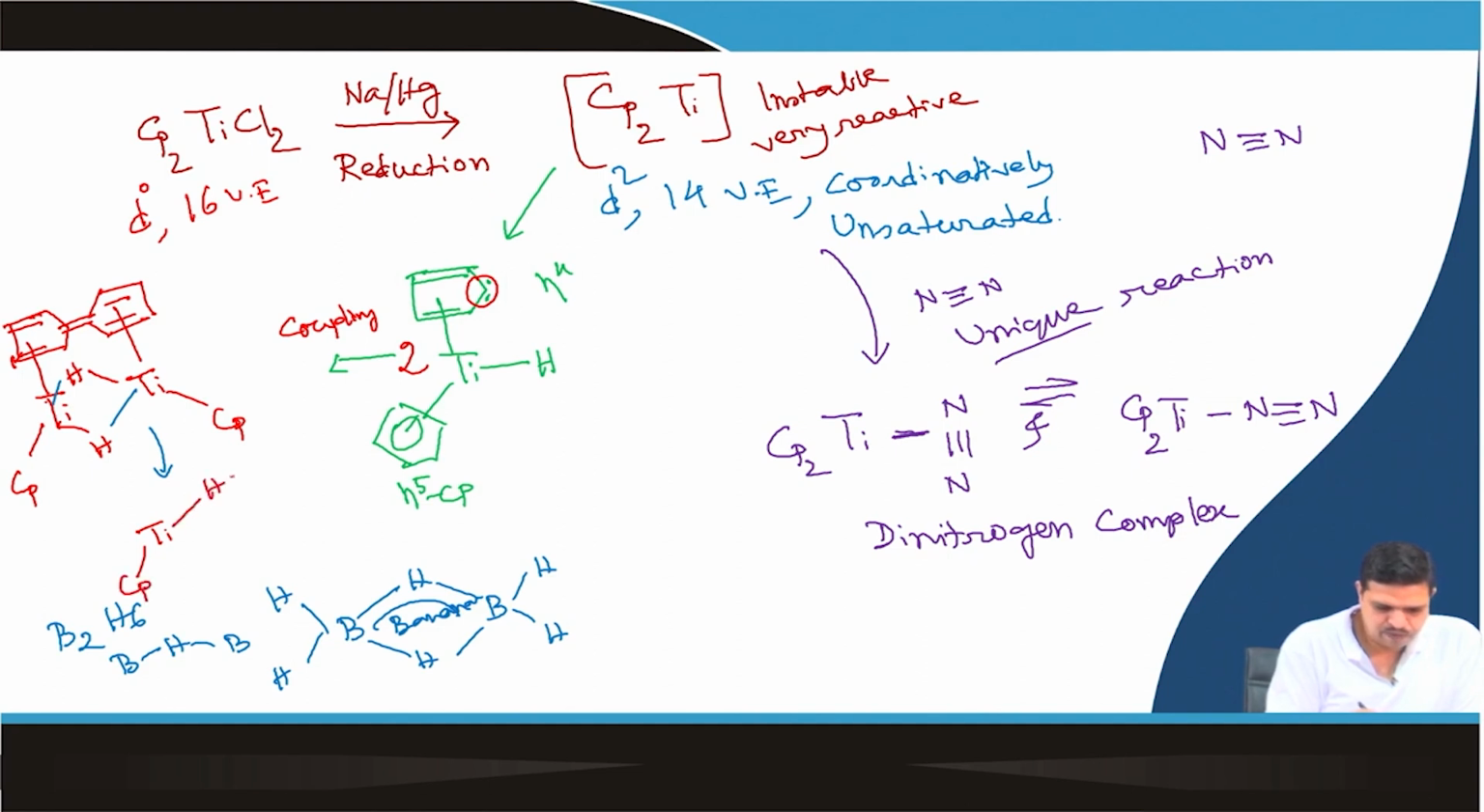Here you have two bridged hydrogen bonds. Okay, so you see this is the terminal. This terminal is now converted to the two bridged hydrogen bonds. Okay, TiHTi. Now what happens here?